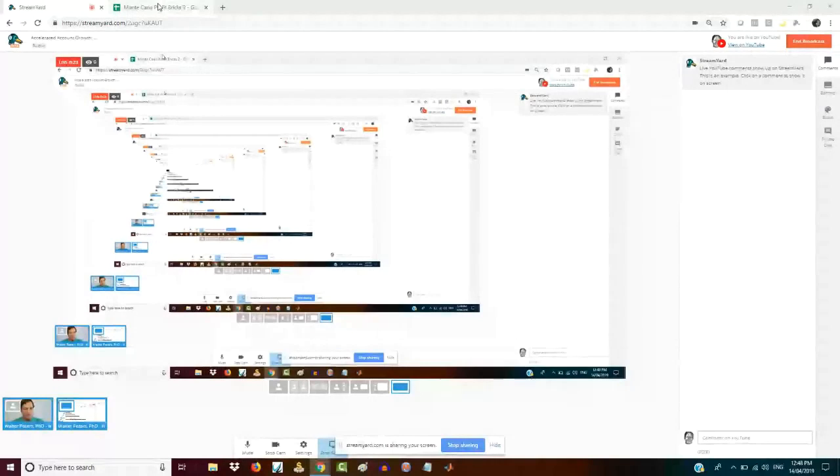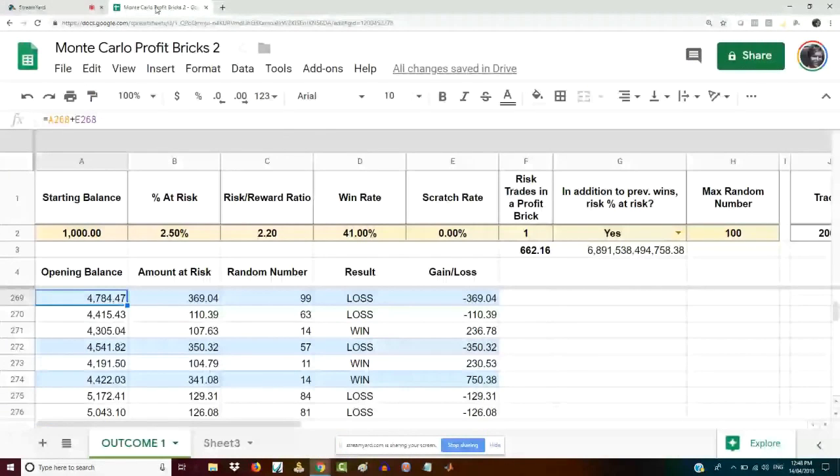So what I have here is a spreadsheet. And all this really does is allow you to take a system and plug in the numbers and see what may happen. This is only one sequence of trades. You've got to do this hundreds of times to get an idea of what may happen. But let me just share with you what this looks like, okay?